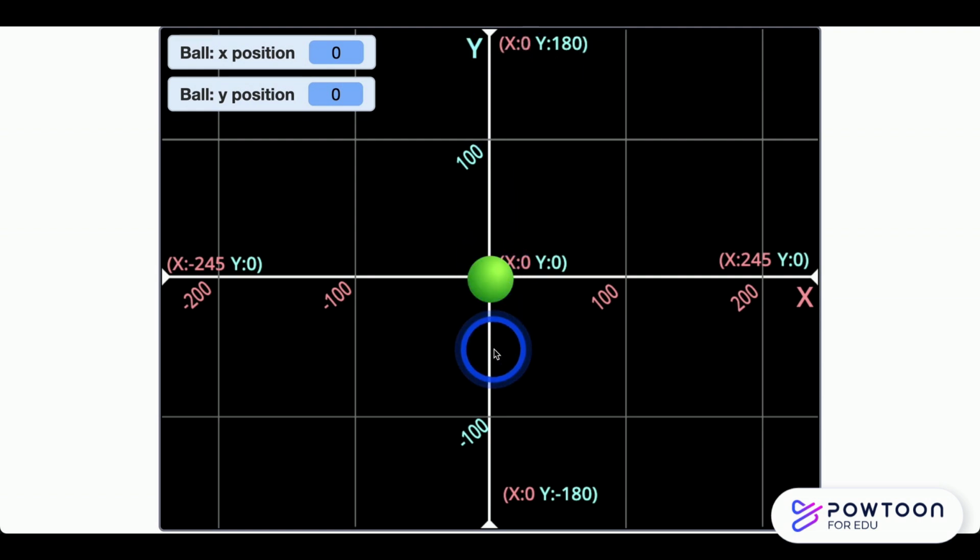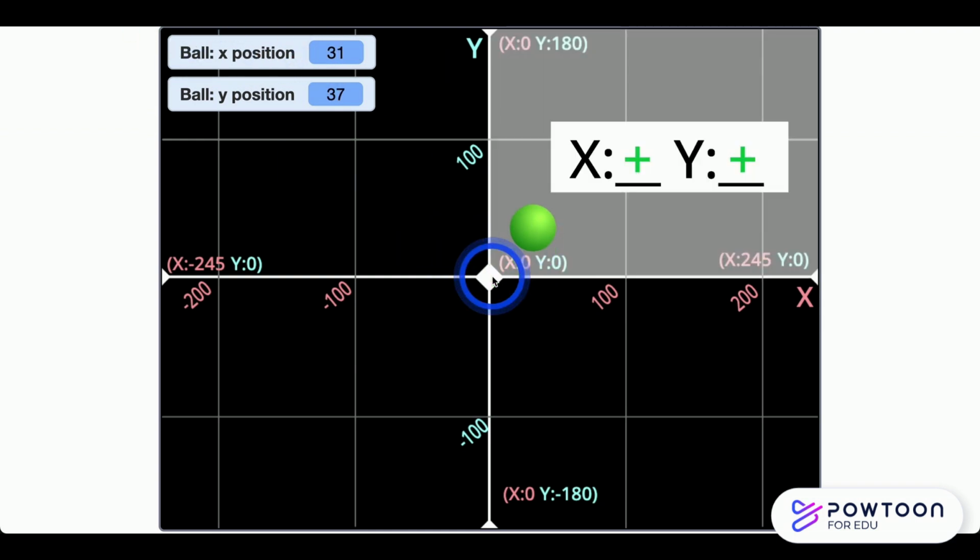And if your sprite is going below that center line, it's going to be a negative Y number down to negative 180. So if I'm moving my sprite around in the quadrants, you can see my numbers right there up in the corner. They're both positive because I'm in this top right quadrant where I'm above the 0 for the Y and I am to the right of the 0 for the X.